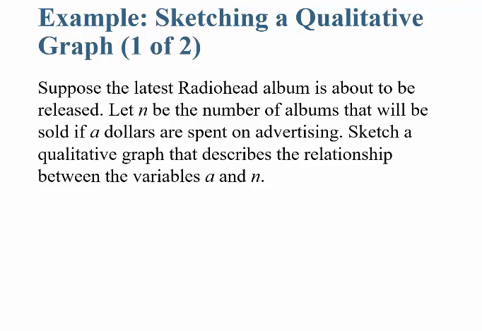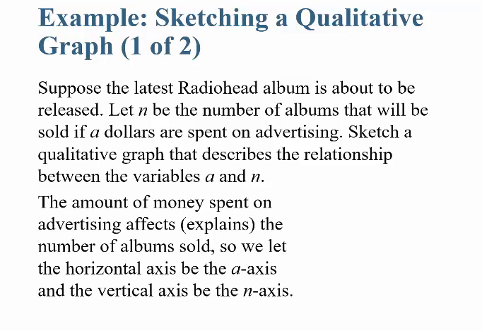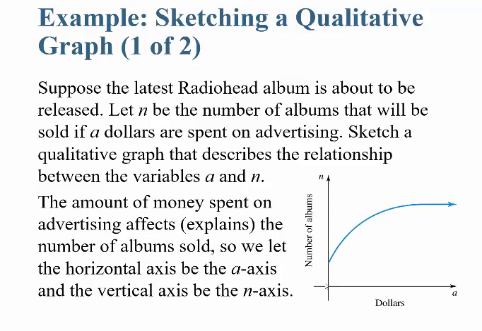Which one is going to explain the other one? Do you think the number of albums sold explains the amount spent on advertising? Or do you think advertising dollars help explain the number of albums that are sold? What I think here is that the amount of money spent on advertising explains the number of albums sold. So let the horizontal axis be the A-axis and the vertical axis be the N-axis. I would first start by sketching my two axes. I know that A is the explanatory variable, so I'm going to put A down here, and the number of albums sold up here. And I would describe the relationship with this type of graph.